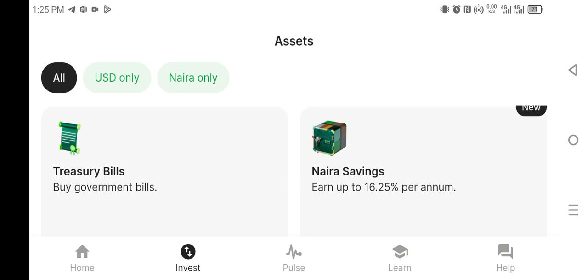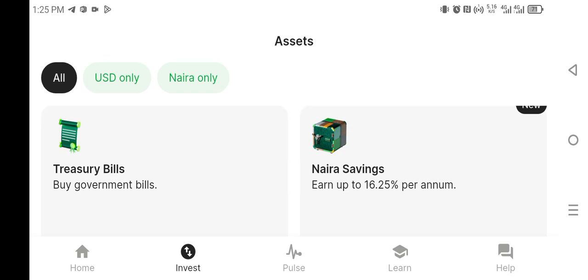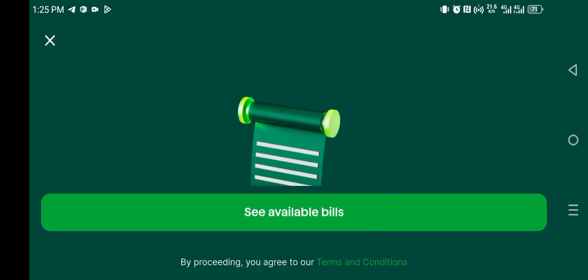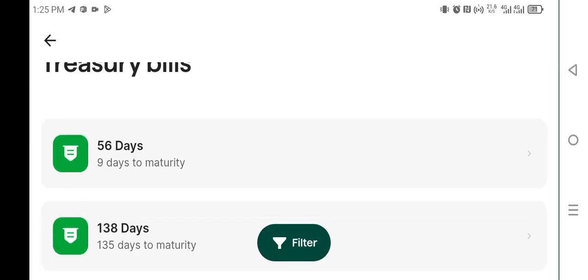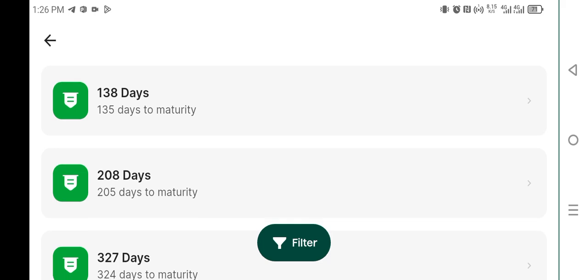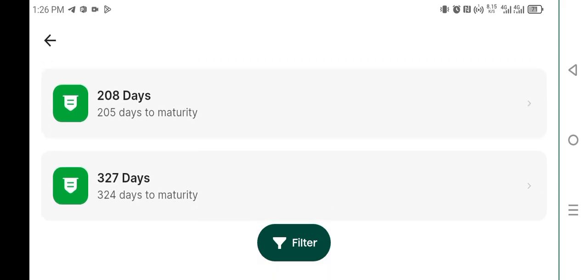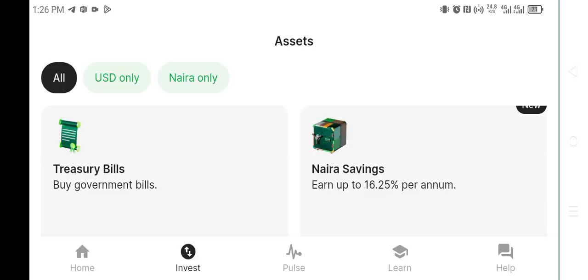Then we have your Treasury Bills. You can see under it, you see buy government bills. Now this one is basically, I think the minimum is 3 months and the maximum is I think a year. Let's see. So this is, see available bills. So you have 56 days, you have 138 days, you have 208 days, you have 327 days. So this is more like you giving your money to the government to invest for you, and then at the end of the day they are paying you interest on the money you are investing, right?